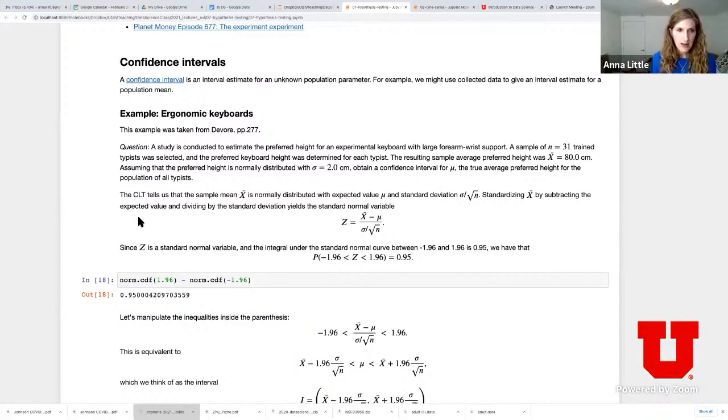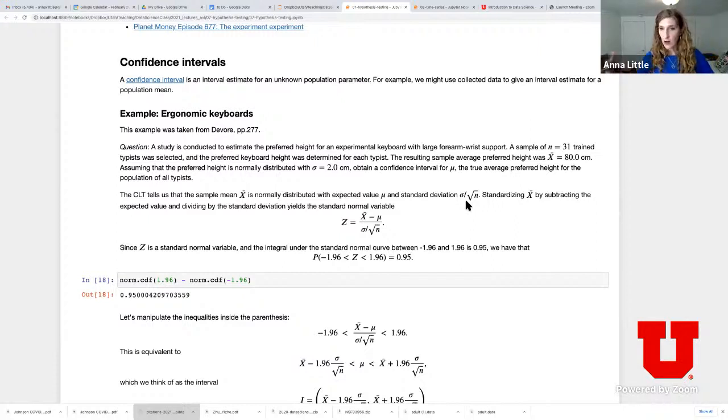Okay, so let's remember what the CLT tells us. The CLT gives us really useful information on the distribution of the sample mean X bar. It tells us that the sample mean is approximately normally distributed with an expected value or mean mu, the true population mean, right? So the expected value of the sample mean is the true population mean, and a standard deviation of sigma divided by the square root of n.